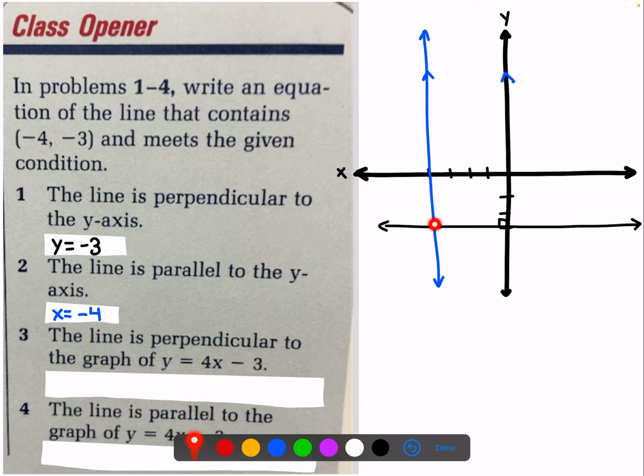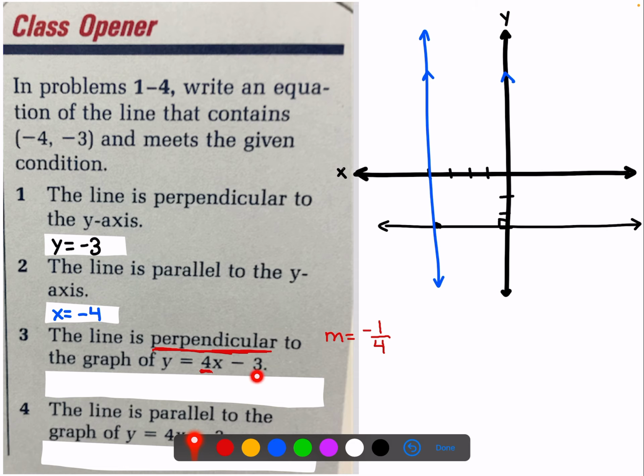Next, we want the line that is perpendicular to the graph of y equals 4x minus 3. First off, we see that's perpendicular. We know perpendicular lines have opposite reciprocal slopes. So if my slope is 4 here, then my perpendicular slope would be -1/4. Again, you change the sign. It was positive here, now it's negative, and you flip your fraction. If it's 4/1, it becomes 1/4. So that is our slope.